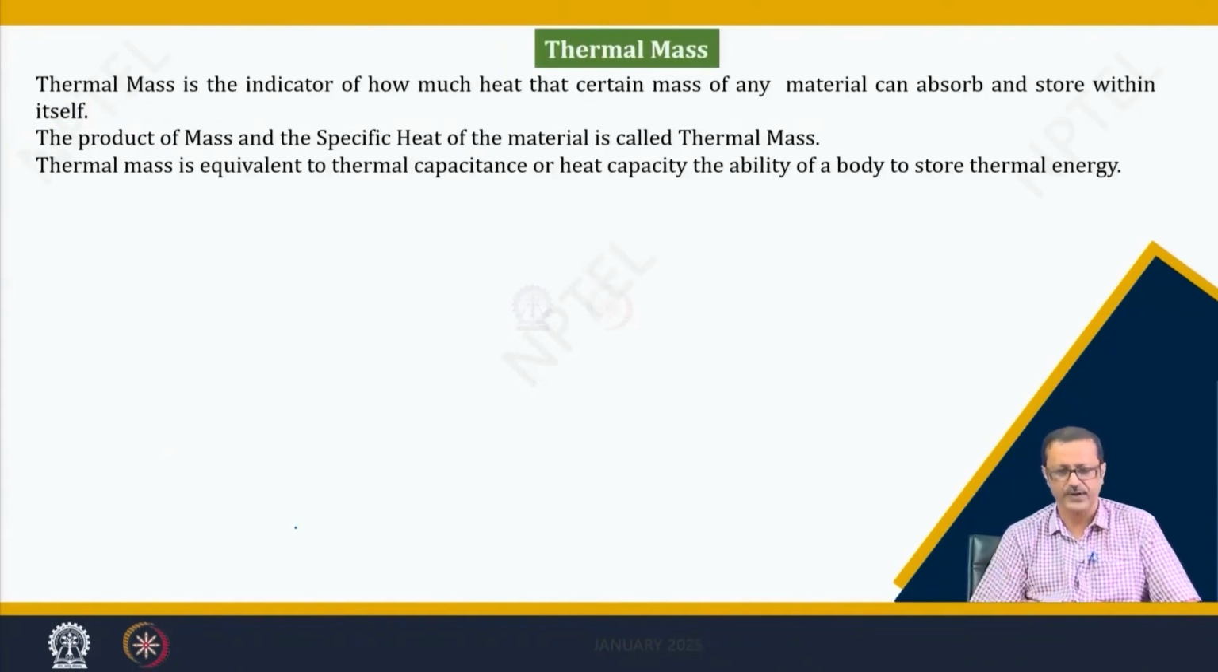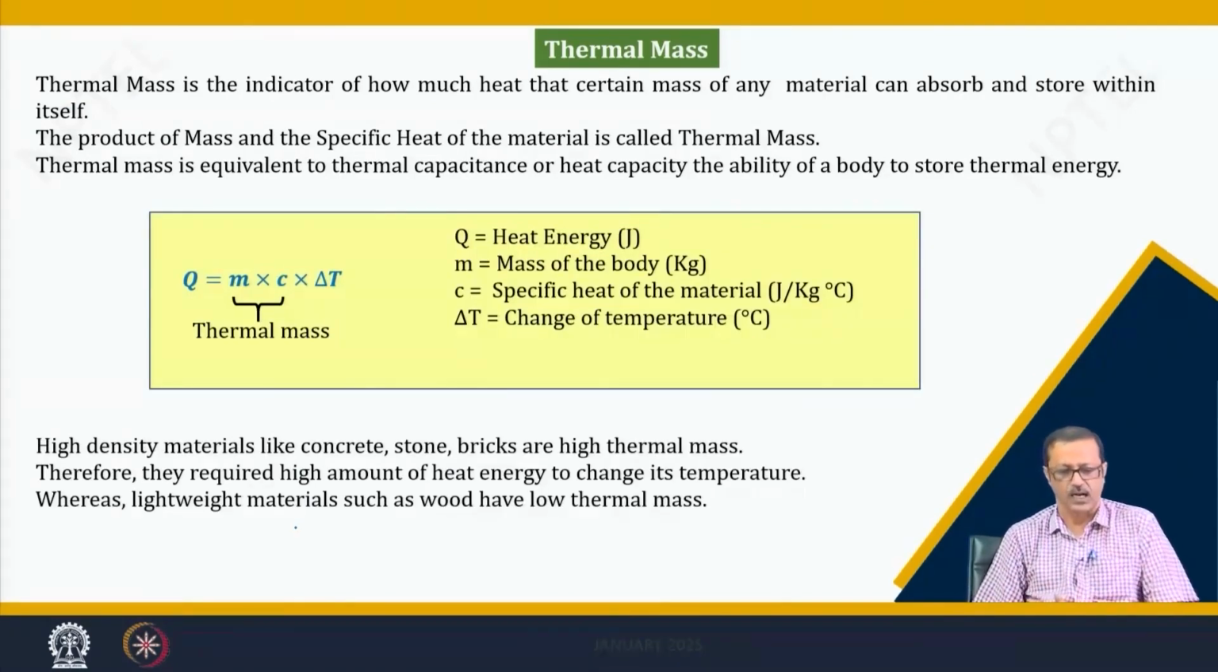So, from that point of view, we can come to a particular concept of thermal mass, where thermal mass is nothing but the mass multiplied by the specific heat. So, the heat energy, how many joules are required to increase the temperature by delta T, suppose delta T is 1 degree and you have 1 kg of the thing, multiplied by the specific heat. So, that much amount of heat will be required.